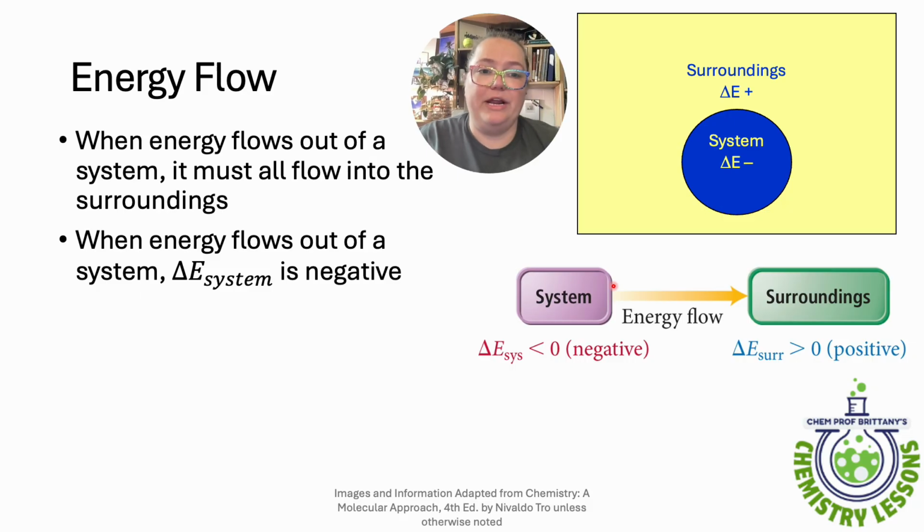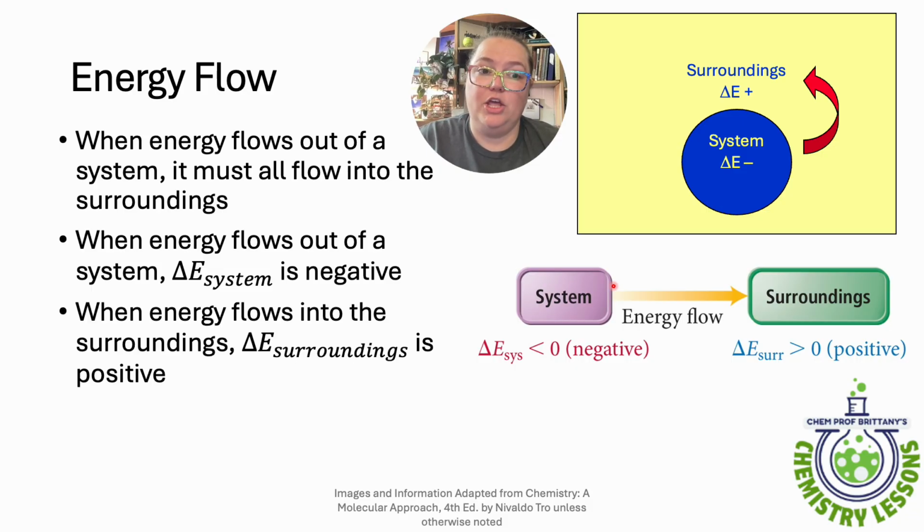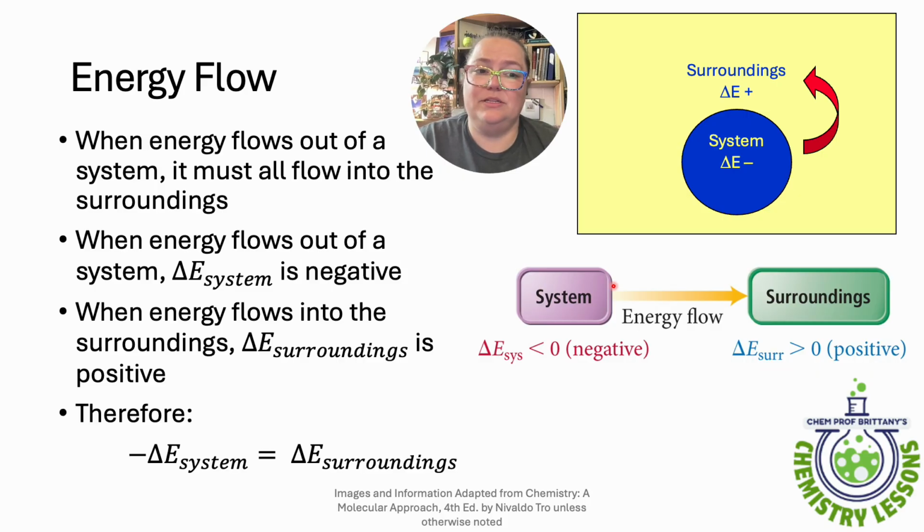Right? So when energy flows out of a system, then our delta E for our system is negative. When energy flows into the surroundings, our delta E for the surroundings is positive. Therefore, our negative delta E of our system is equal to positive delta E of the surroundings.